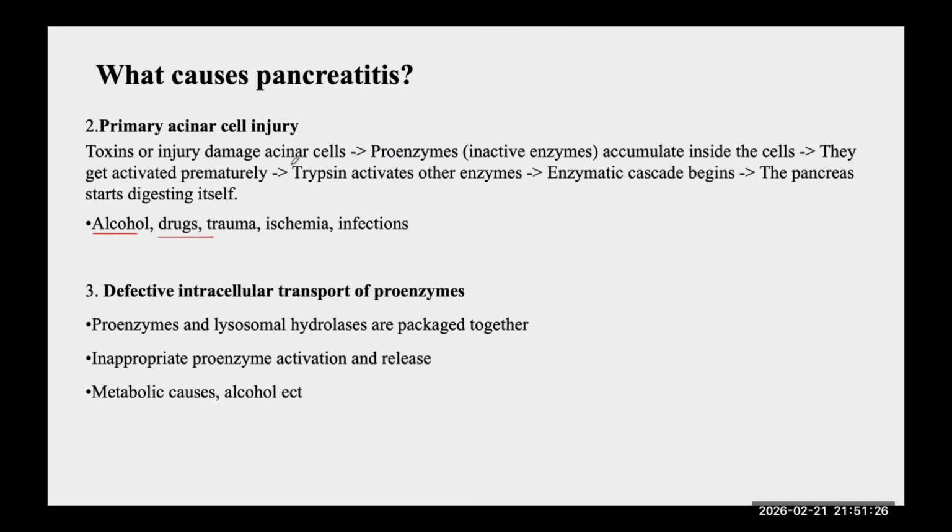Now, you need to understand that there is a cascade for activation. Normally, trypsin is the enzyme that gets activated, and it activates the other enzymes. So trypsin is usually stored as trypsinogen, and then in the duodenum, it gets activated to trypsin, and then it activates the rest of the enzymes. This is the cascade that normally happens, and normally it happens in the duodenum. If it happens within the pancreas, it starts activating all the other enzymes within the pancreas, causing pancreatitis.